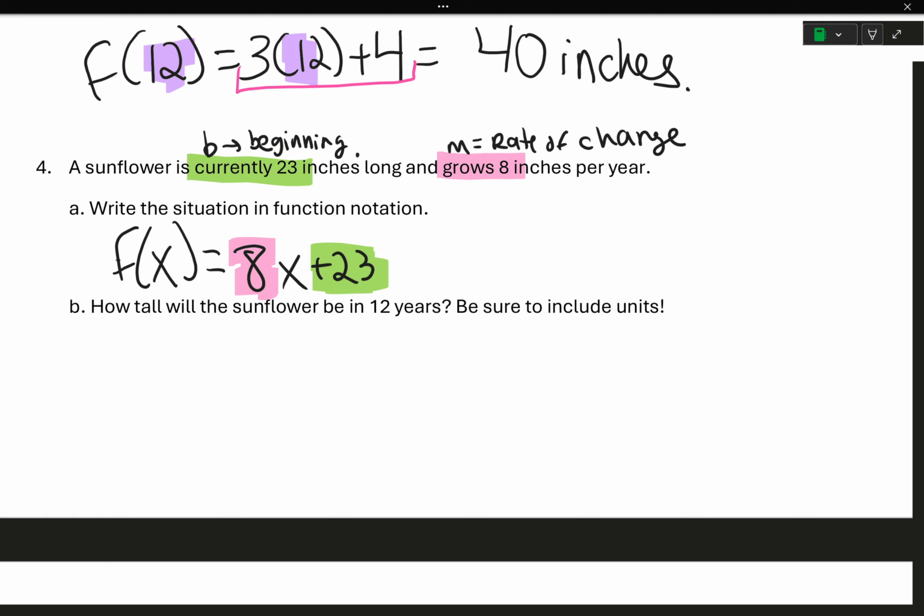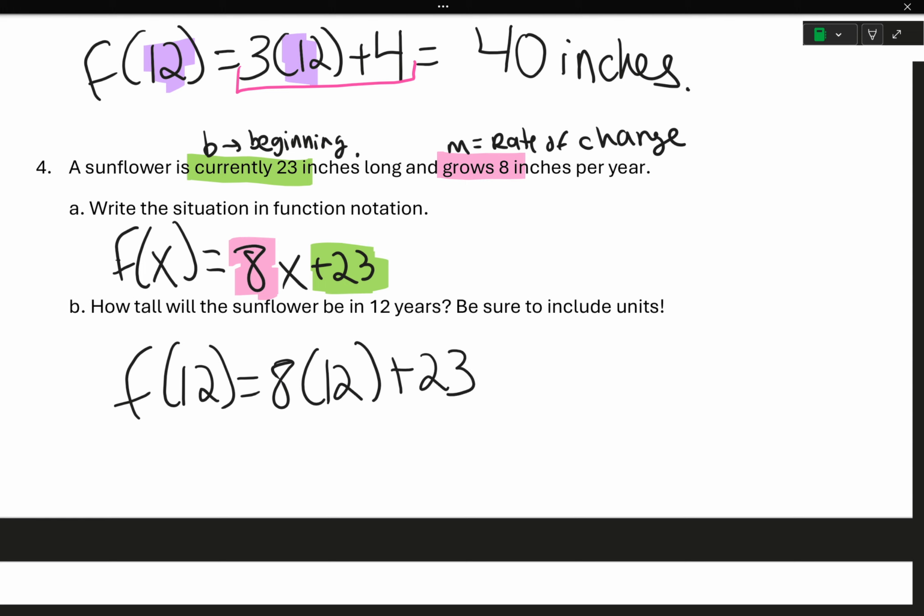How tall will the sunflower be in 12 years? Well, in order to find that out, we're going to plug 12 into x, because that's the only thing we can replace. And if you think about it, it wouldn't make sense if we replaced 8. 8 is how much it's changing. It's currently 23. You can't replace that. We can only replace x, which is the years.